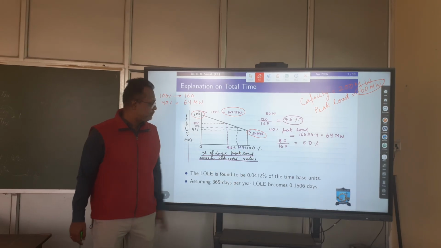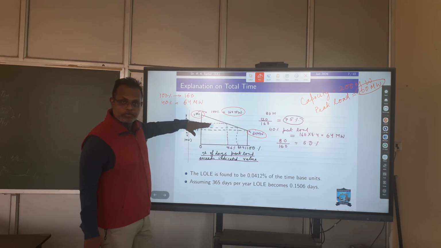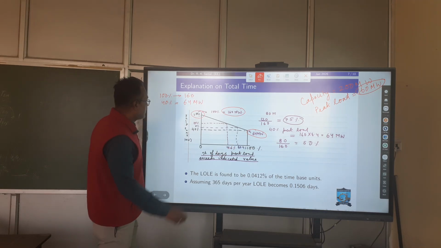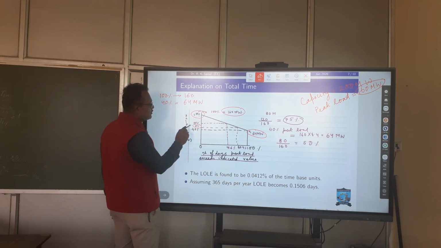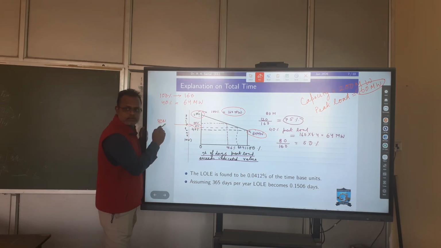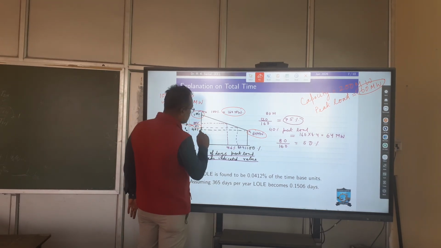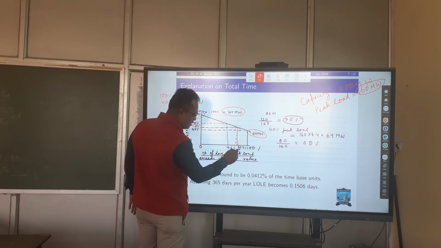Then we have to find out 50%, 75% so as to obtain the corresponding time. Suppose 50% of the load. What is 50% of the load? Peak is 160, 50% is 80 megawatt. Now we have to find out the corresponding time. How you get that is 83.4%.